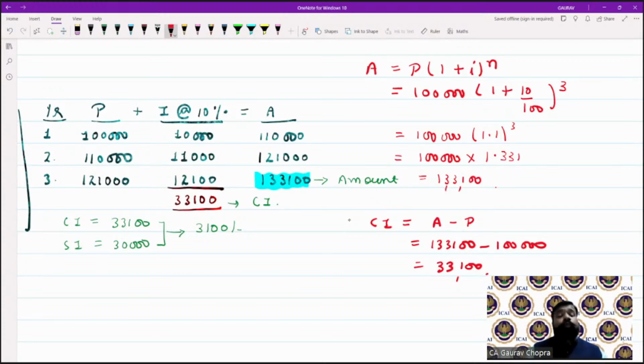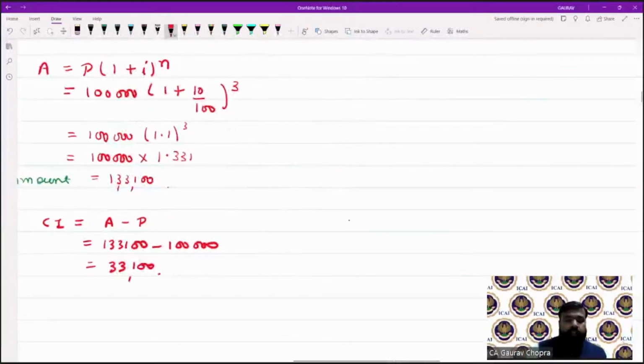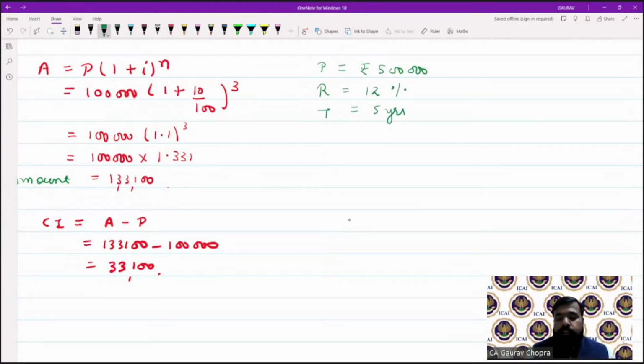Okay, so let me discuss once again with different figures. Now you have to use the memory function of your calculator so that you can compute it easily. So let's take another example. This time the principal is rupees 5 lakhs. The rate of interest is, let's say, 12%, and time is 5 years. Now you have to calculate the amount.